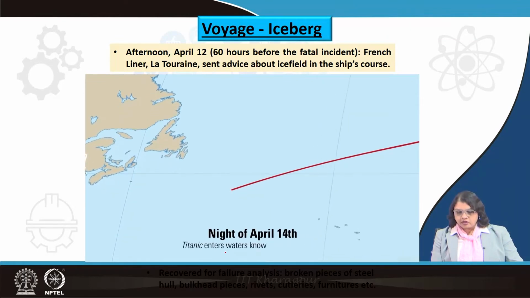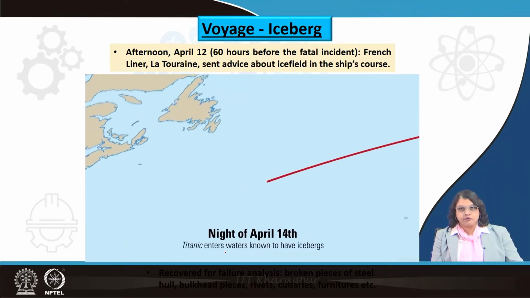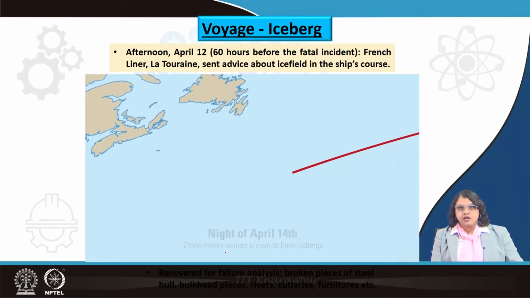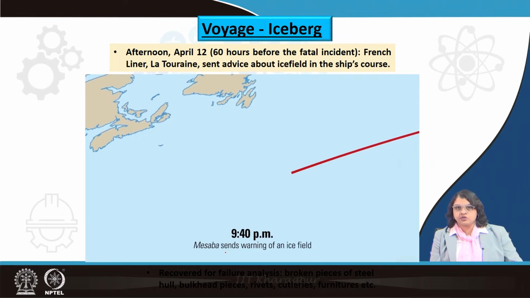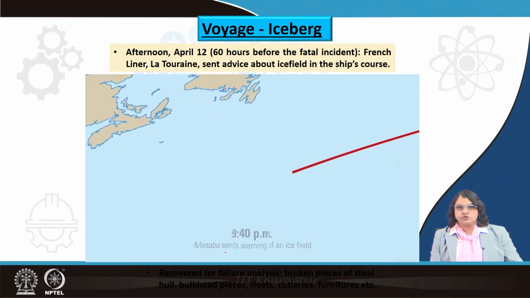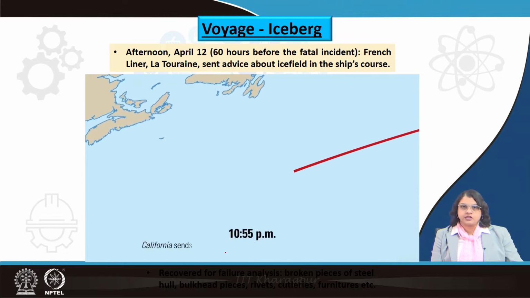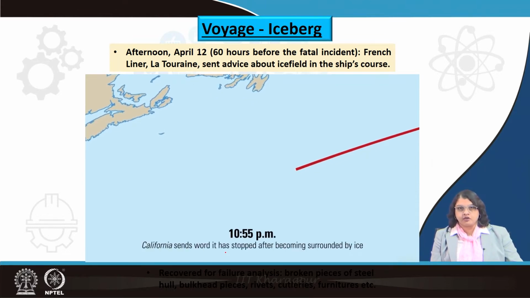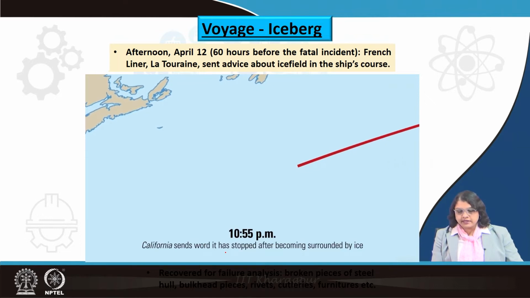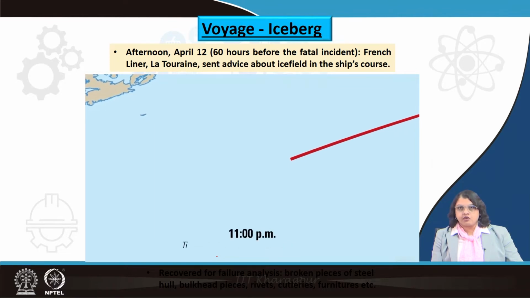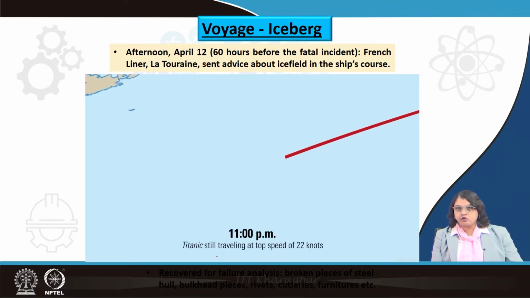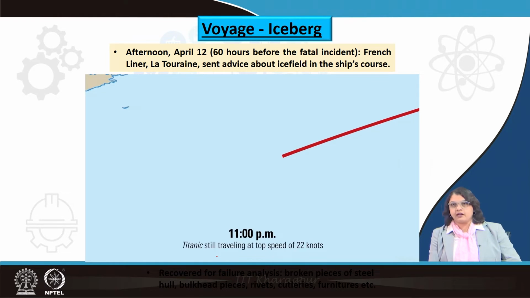And on the night of April 14th, the day the incident happened, Titanic entered water full of icebergs, and several nearby ships sent messages to Titanic about the presence of icebergs which were quite big and could not be avoided. For example, California sent a message close to 11 o'clock at night, and the captain however did not pay attention to those messages and was travelling at a very high speed, the maximum speed of 22 knots.